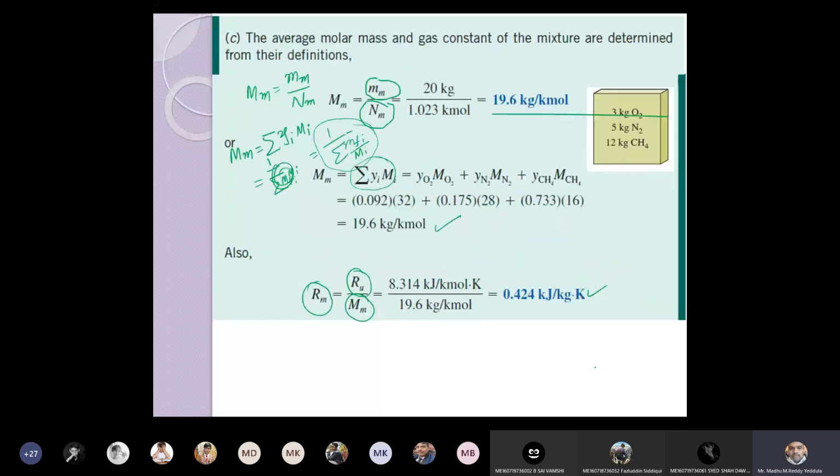And finally, we required the average molar mass. The average molar mass we can calculate in 3 ways. One way is the mass of the mixture by the number of moles of the mixture. The second is by using mole fraction. The third is by using mass fraction. Here I did it in 2 ways; the third way, by using mass fraction, we can check. And finally, the gas constant of the mixture is equal to the universal gas constant by the molecular mass of the mixture.